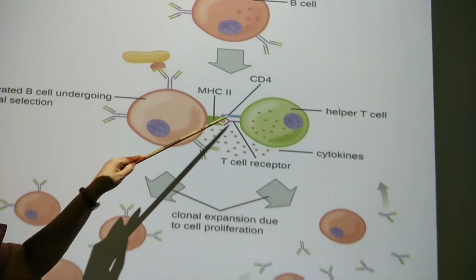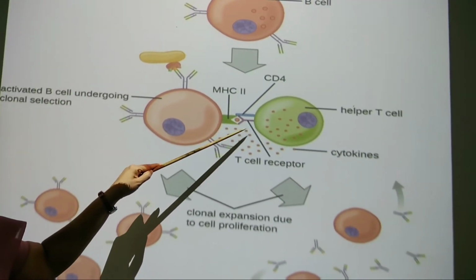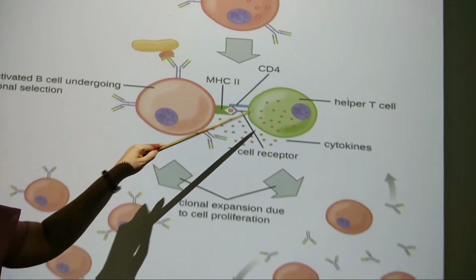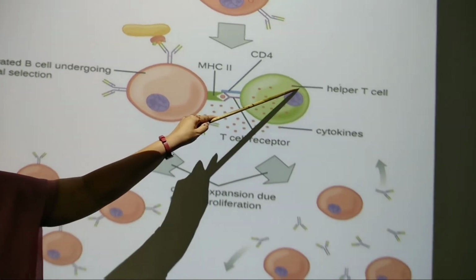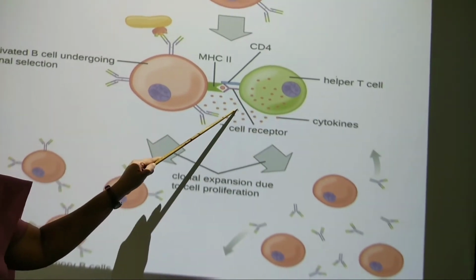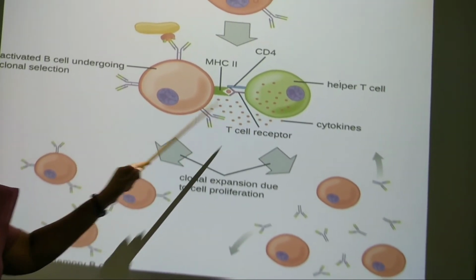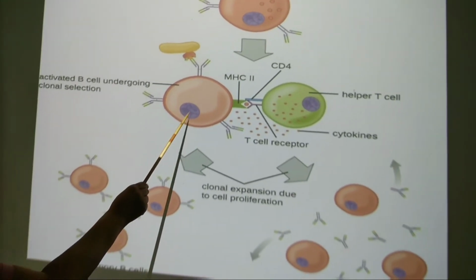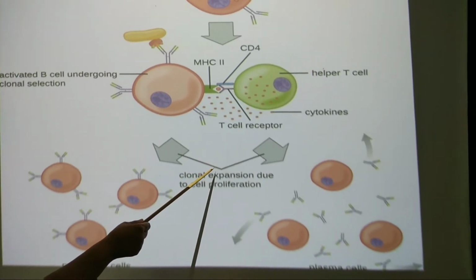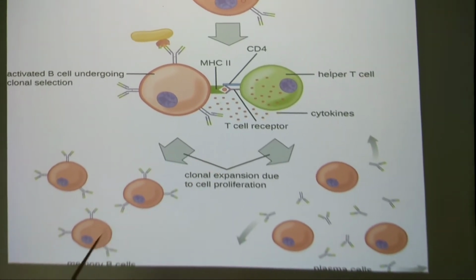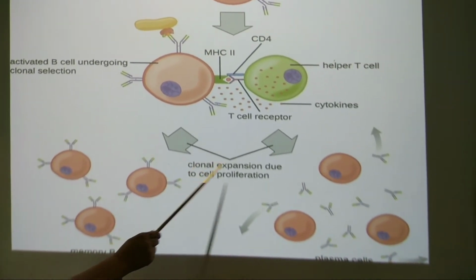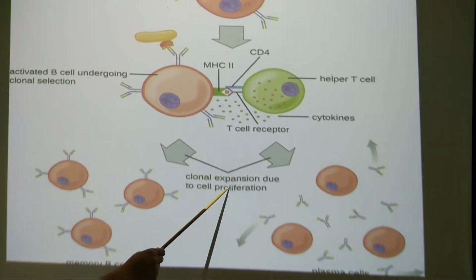So once this interaction takes place, as we saw in the previous slide, the T helper cells also receive secondary signals for activation. Due to the activation, T helper cells produce cytokines, and these cytokines now activate the B cell, which enters the cell cycle and divides a number of times, forming a clone of cells. So it's called clonal expansion due to cell proliferation.